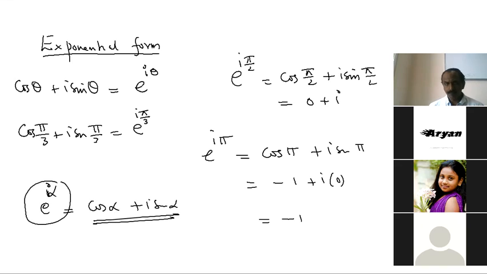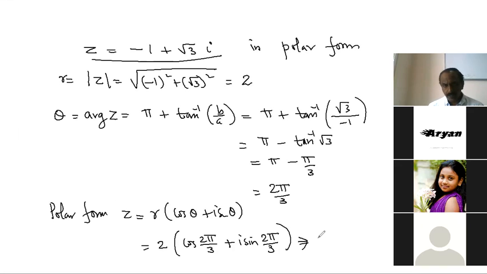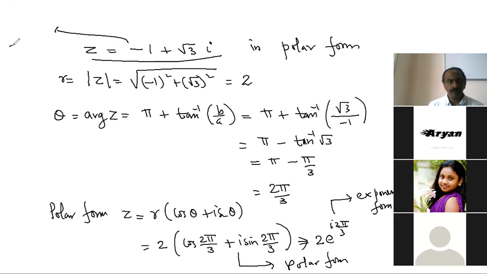So the exponential form for this problem would be 2 into e raised to i 2 pi by 3. This is known as exponential form. And this is known as polar form. And this is known as Cartesian form. This is like a coordinate, minus 1, root 3. So we call it the Cartesian form of the complex number. If you write like this, it is called polar form. If you write like this, it's called exponential form. Is it clear to everybody? Yes, sir.